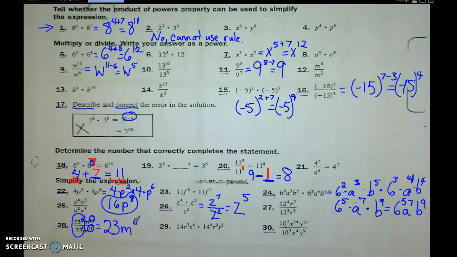Looking at number 30. Okay, same thing. Let's look at our first number here. Okay, that's going to be 10 to the 7 minus 3, which is 4. And then we look at our x's. We have x to the 14th and x to the 4th. So that's going to end up being 14 minus 4 is 10. And then our y's, 12 minus 9 is 3. And that is our final answer on number 30.